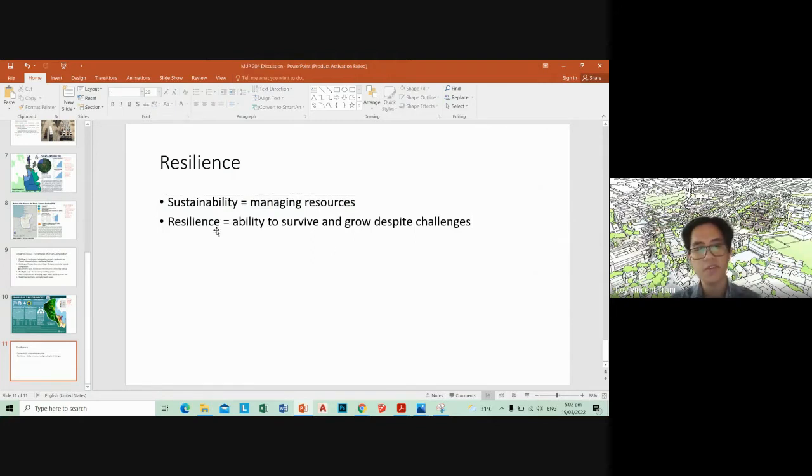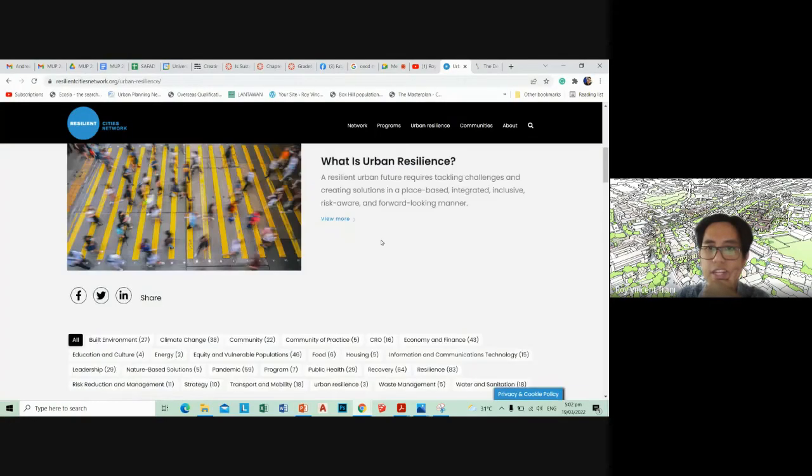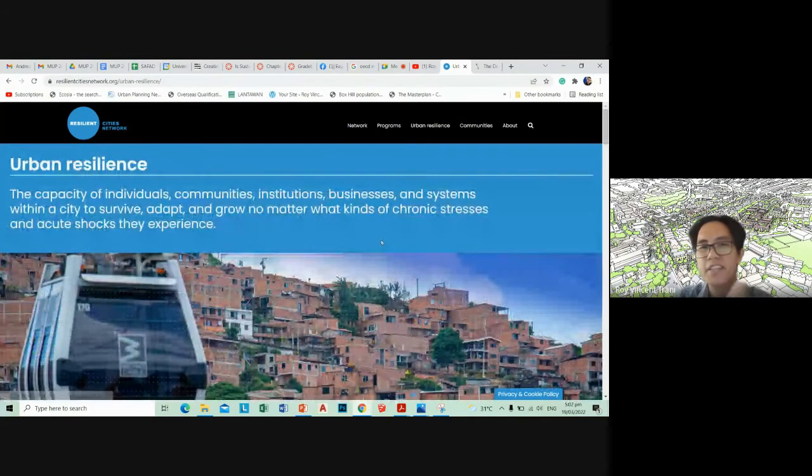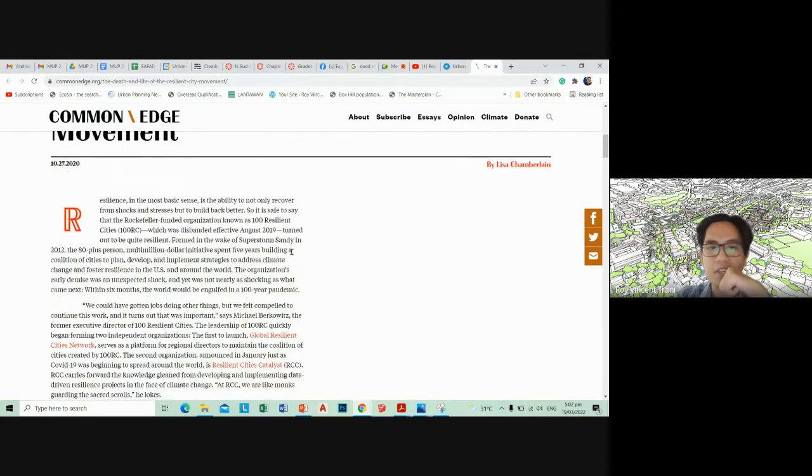So this is sort of another step, and as we see, it seems to have faded out, kind of like the trend for urban planning movements, urban movements in general. Now it has a good start, sticks around for maybe a decade, and then people forget about it. So I think it'd be interesting to see what happened. Ability to not only recover from shocks but also build back better.